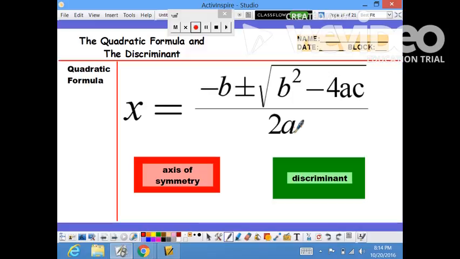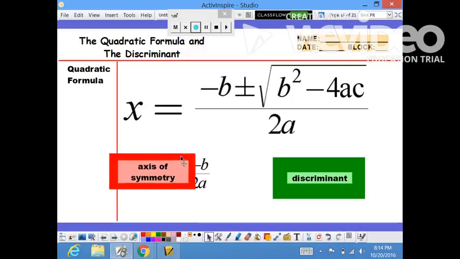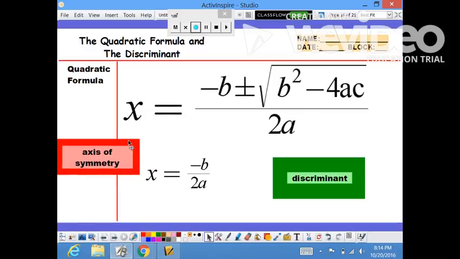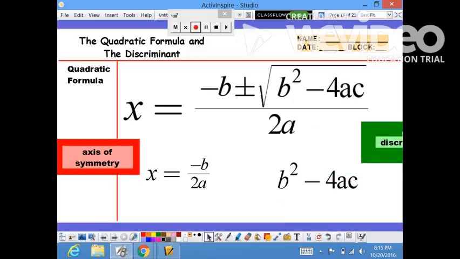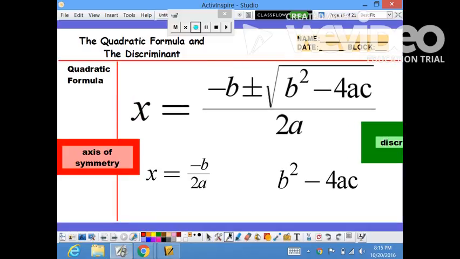One of them you know as the axis of symmetry. The axis of symmetry is x equals negative b over 2a, or the opposite of b over 2a. The other is called the discriminant. The discriminant is b squared minus 4ac. That's all of this under the radical sign. That's your discriminant. You've seen this before and you're pretty familiar with it, but you just never knew what it was called and the importance of it.